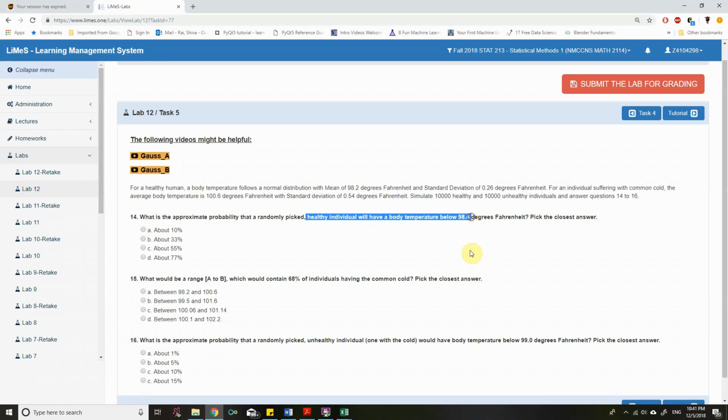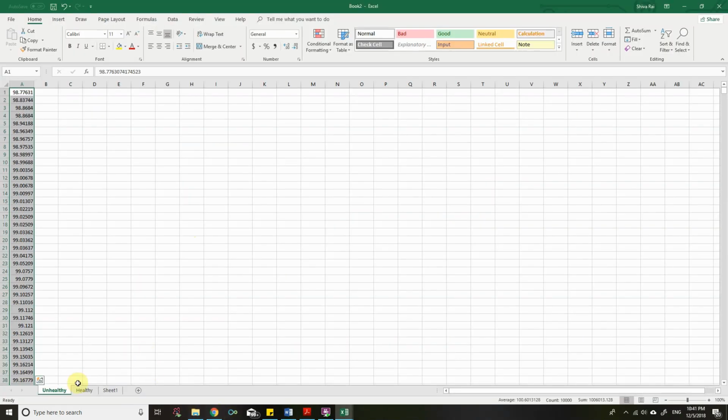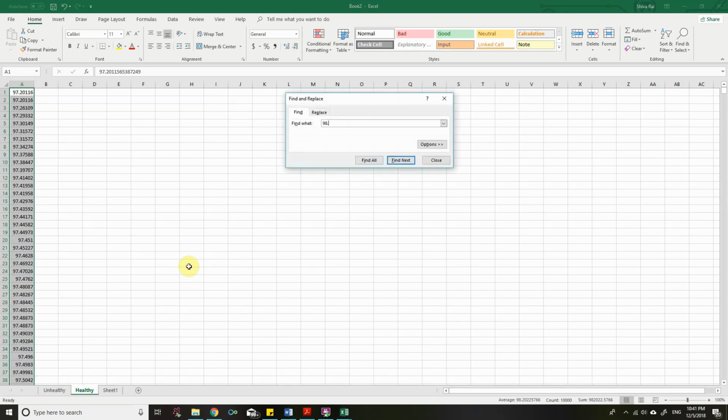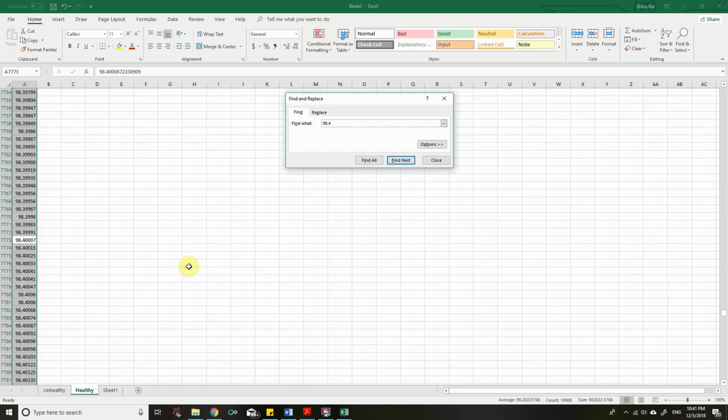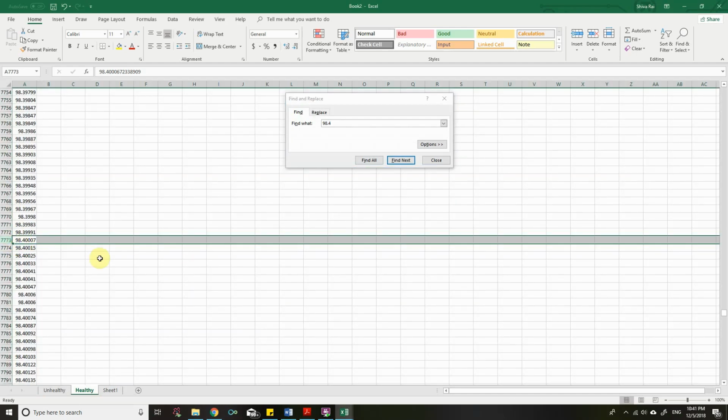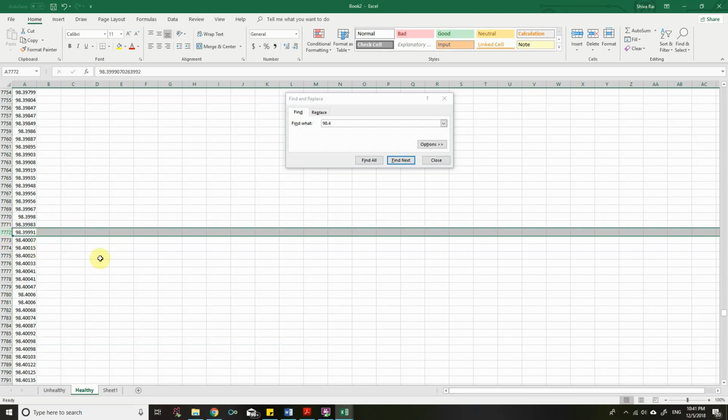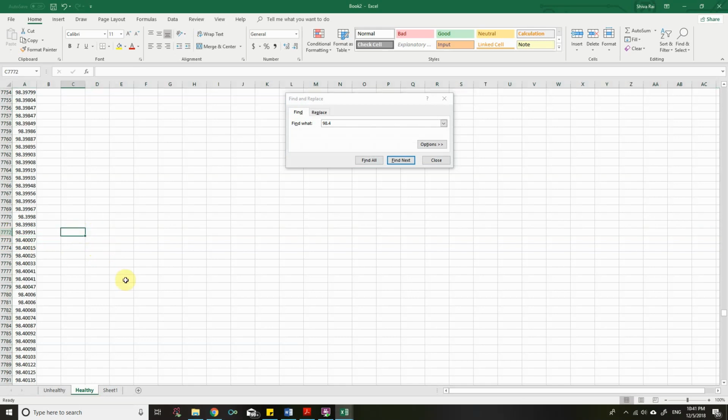Now what is the approximate probability that a randomly picked healthy individual will have a body temperature below 98.4 degrees Fahrenheit? So let's go for healthy people, 98.4, Control F, 98.4. So 98.4 is at 7773. So below 98.4 means we need to go up to 7772. So the probability would be 7772, that's the total number of people who have body temperature lower than 98.4, divided by 10,000. So 77.72%.